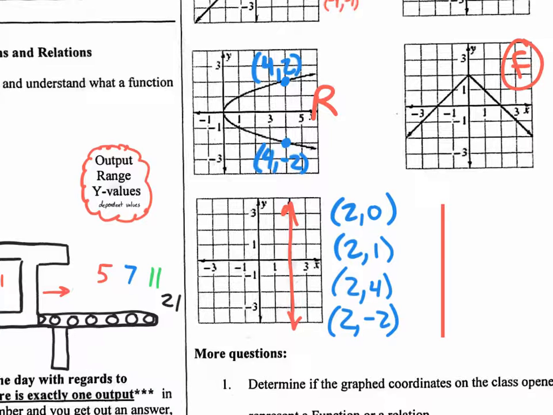So as you can see, this is a really broken machine. The input 2 gave me the output 0. The input 2 didn't give me 0, it gave me 1. I keep plugging in the same input and I keep getting out different outputs. So that fails the vertical line test. So that one's just a relation as well. Okay.